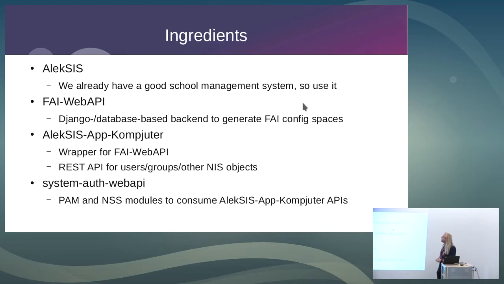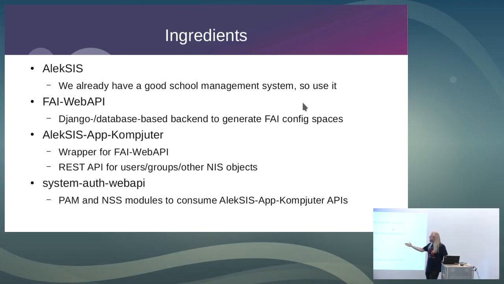So what I made by now is a proof of concept about the Phi Web API, which is a Django-based backend that can generate a Phi config space from configuration held in a database, together with the AlekSIS app computer, which wraps it and also offers a REST API for users and groups and everything that was traditionally handled by services like NIS or later LDAP. We can now get this from a web server.